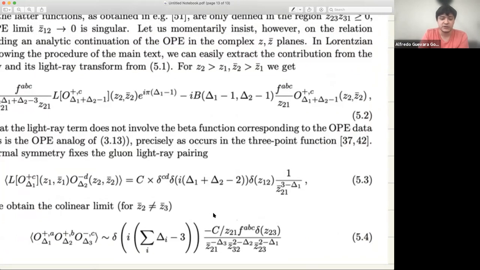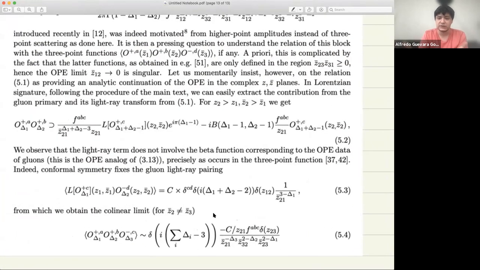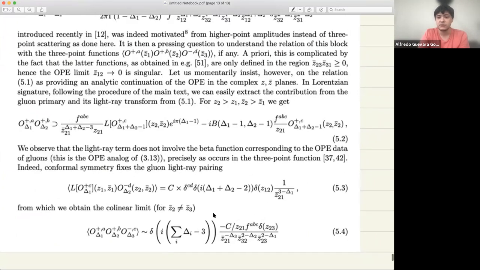So there is still some discussion to do, and there is more work to be done. But this is kind of suggesting that there is a nice way of relating the block to the 3-point function. Okay, that's all I want to say.